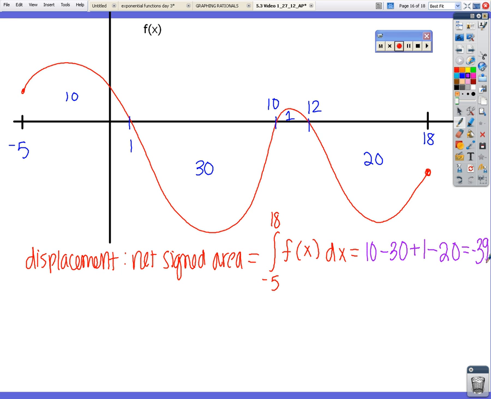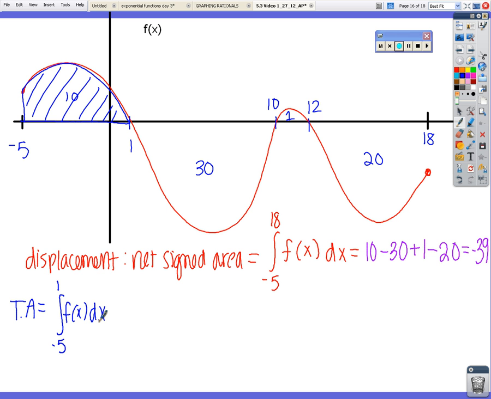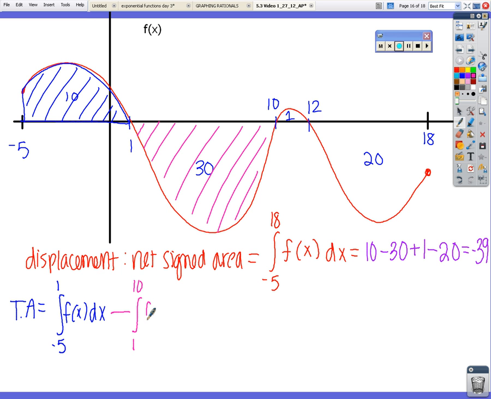But if I asked you to find the actual total area, we would have to find multiple integrals. We'd have to go from -5 until 1. So that would be this piece here. And that would be of f of x dx. And then the next piece would be this piece here, which is negative. So what I'm going to do is negate a negative, which will make the value become positive. So that would go from 1 until 10.